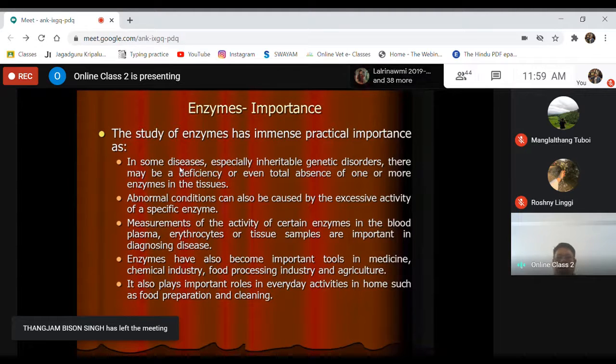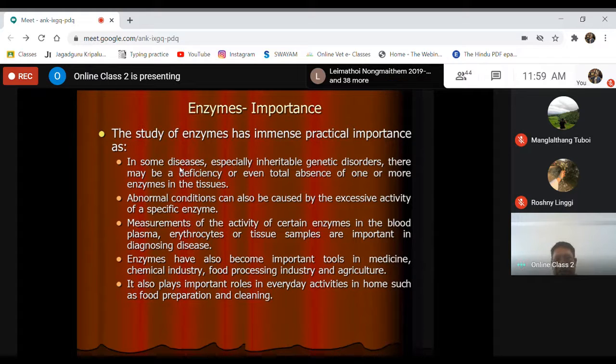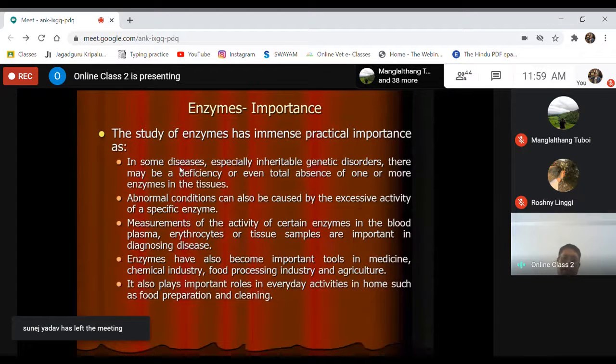Okay, so what is this disease? This disease is caused due to the absence of a particular enzyme, due to the deficiency of a particular enzyme in our system. So that means when some enzymes are deficient, when they are lacking, when they are not produced in the body, it may cause diseases. So if you want to know the disease condition, then you need to know about the enzyme. So this is one importance of the study of the enzyme.